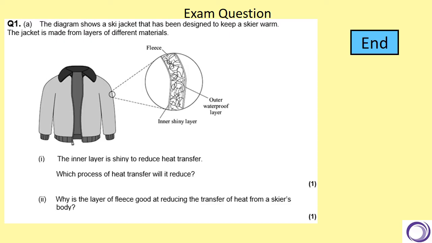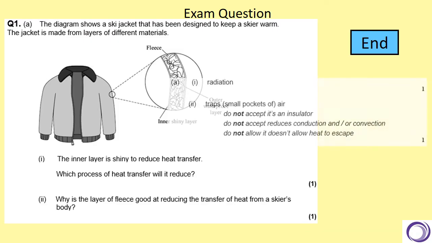So we've got a shiny surface. Which one's that? Well, that's radiation. It should reflect infrared back in towards the body. And part 2, why is the layer of fleece? A lot of materials work in the same way. They trap in air, and air that can't move is a good insulator. So there's the mark scheme. Traps more pockets of air for part 2 and radiation for part 1.